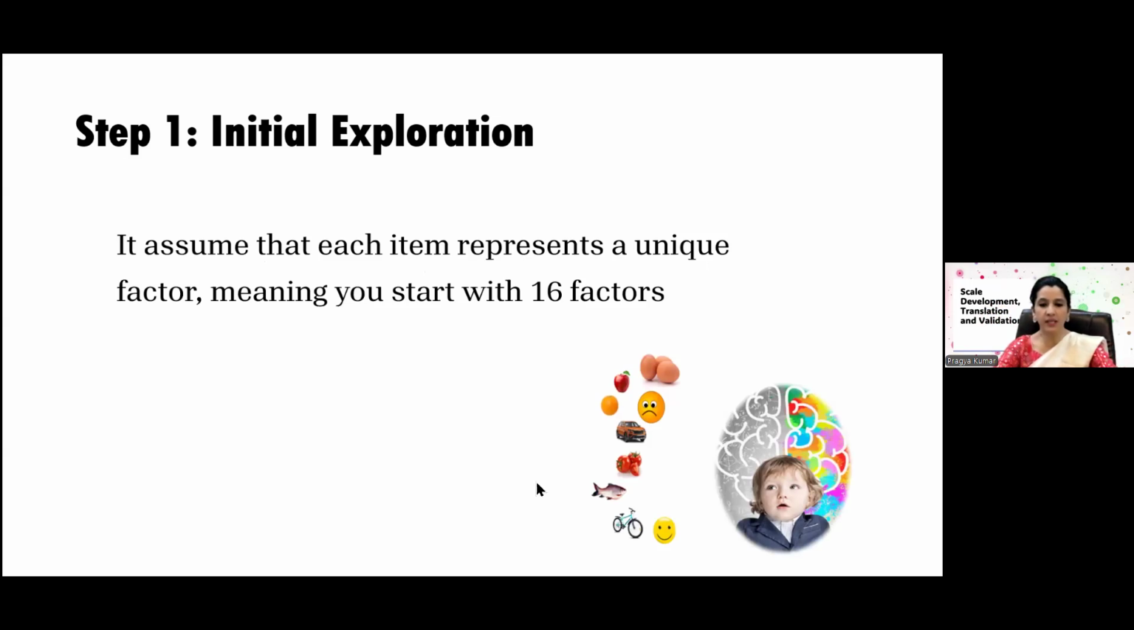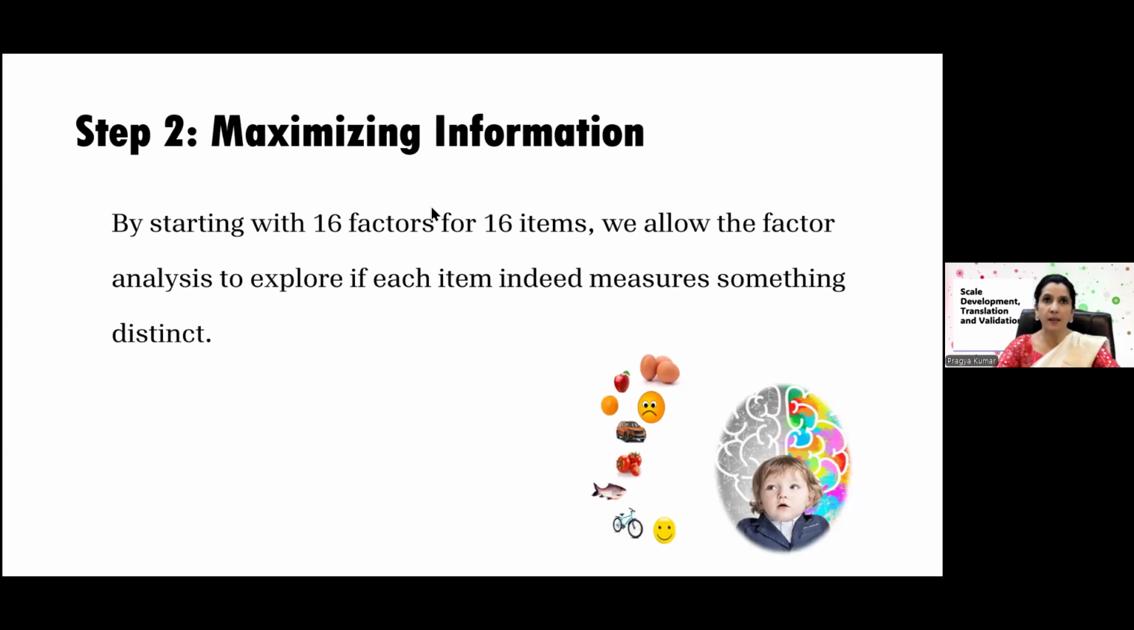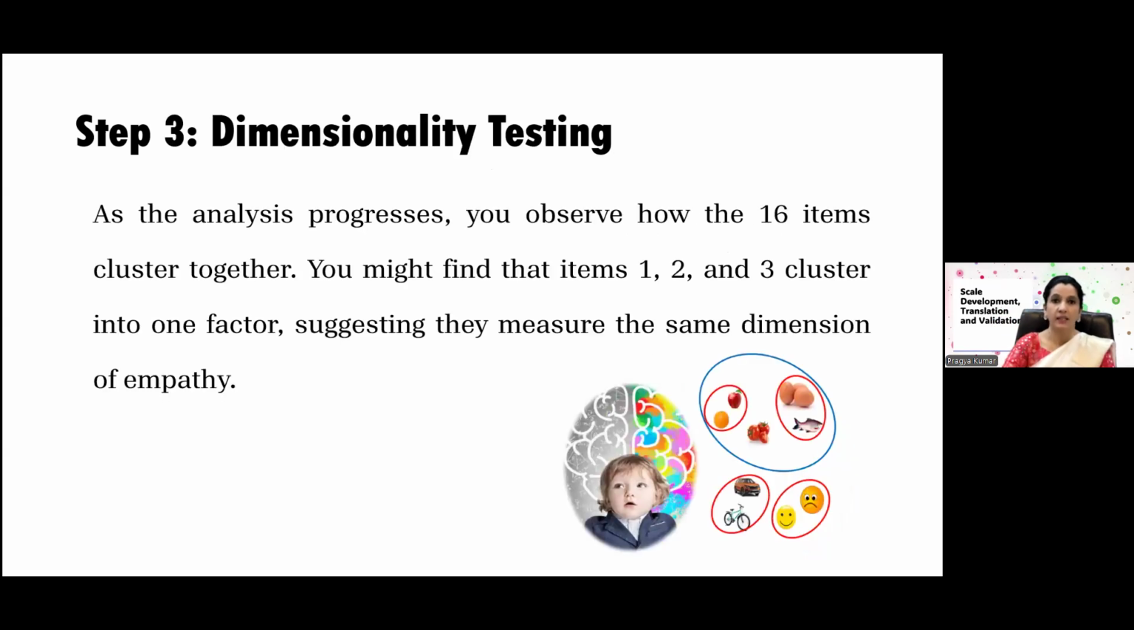This is just with the example of the child. You can see a child here has got so many items, which we have seen in the initial slides. Then in step 2, by starting with 16 factors for 16 items, factor analysis helps us explore whether each item measures that particular factor or something else. Then it breaks into various dimensions. It clubs the items which are similar in characteristics.